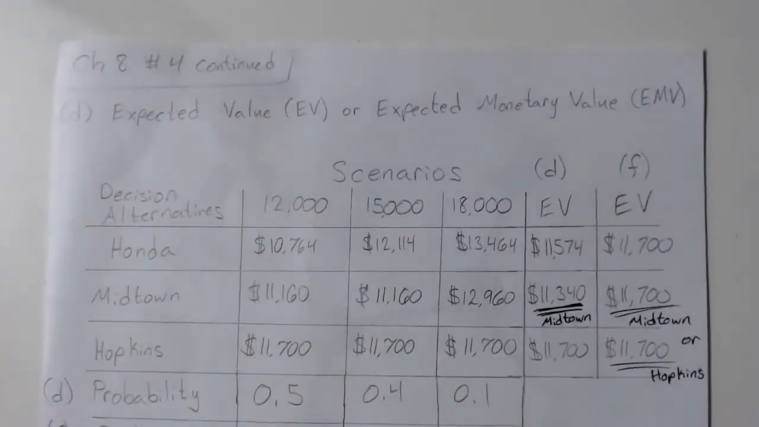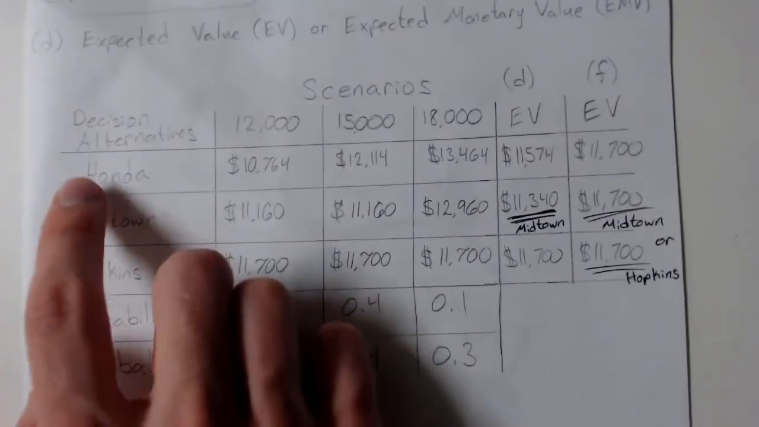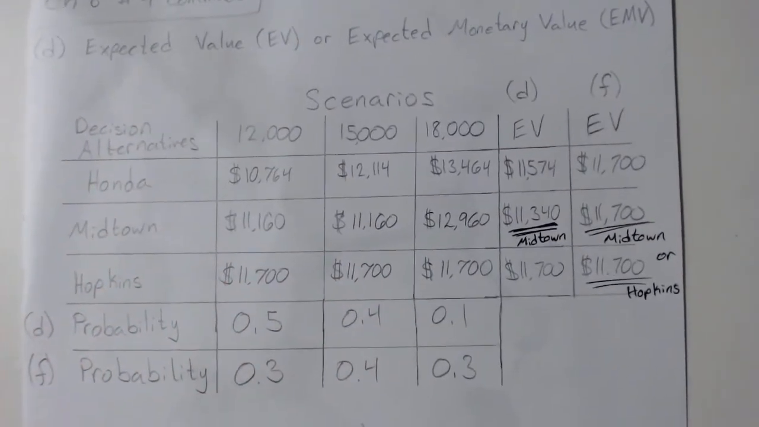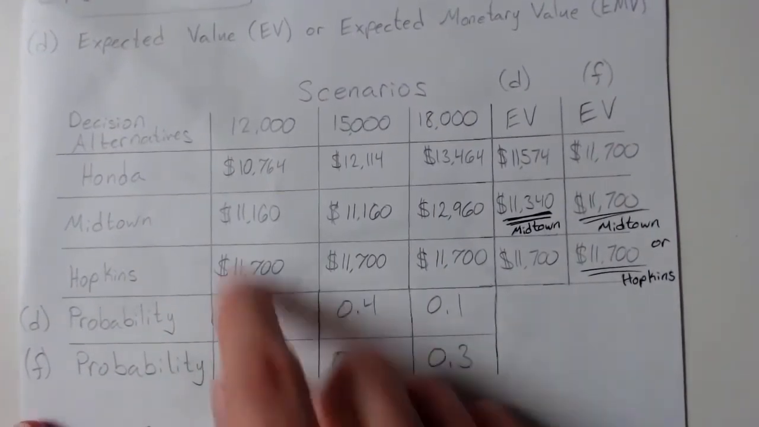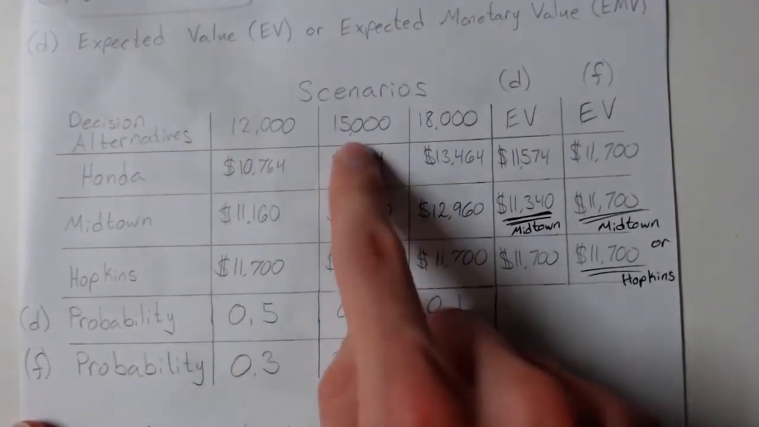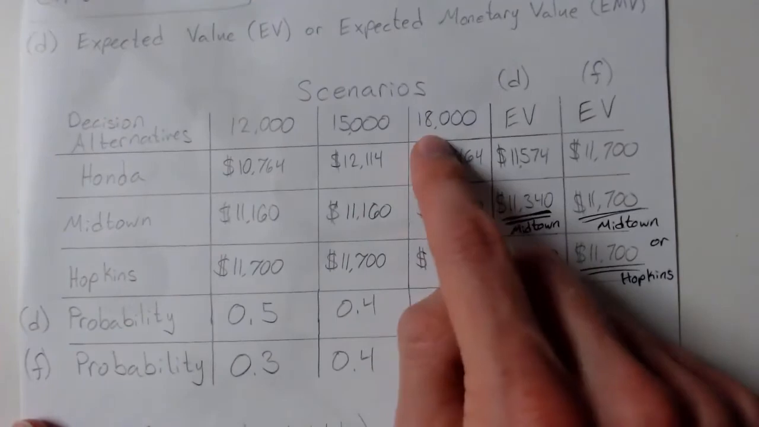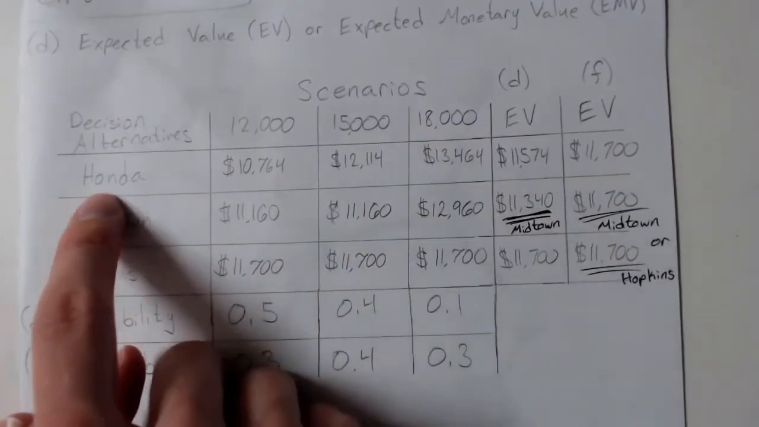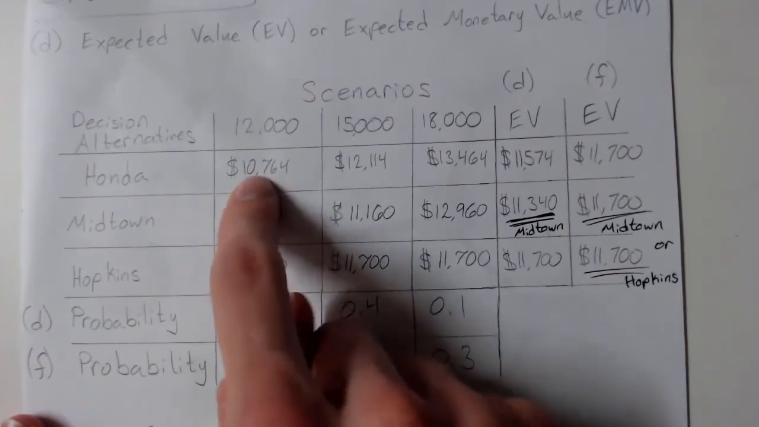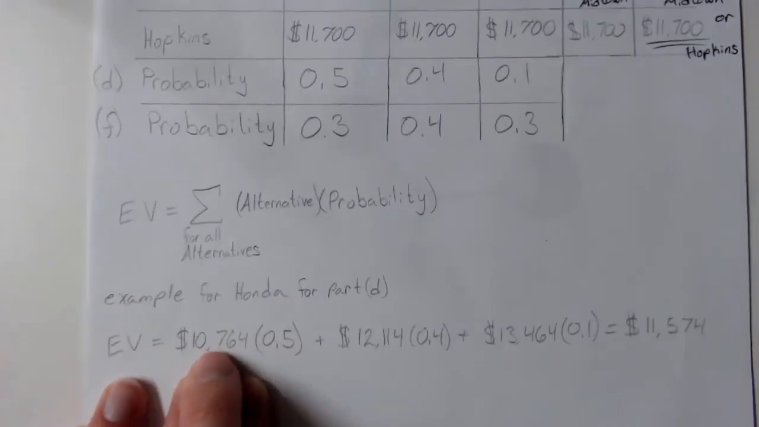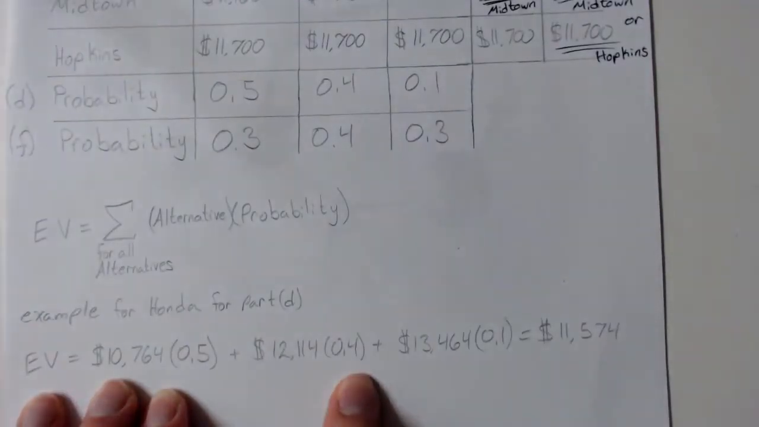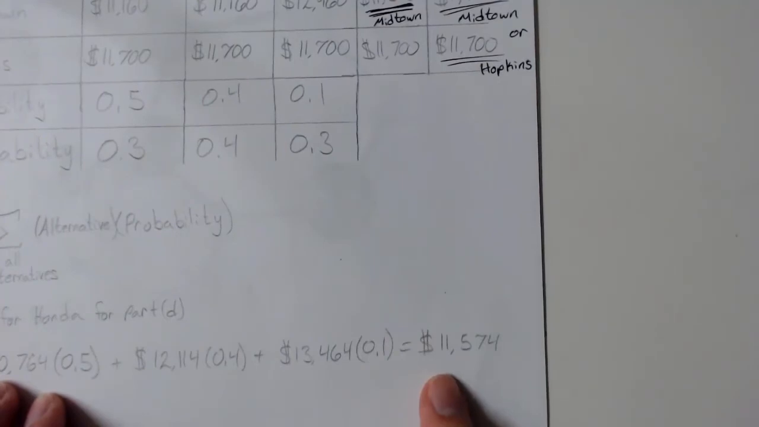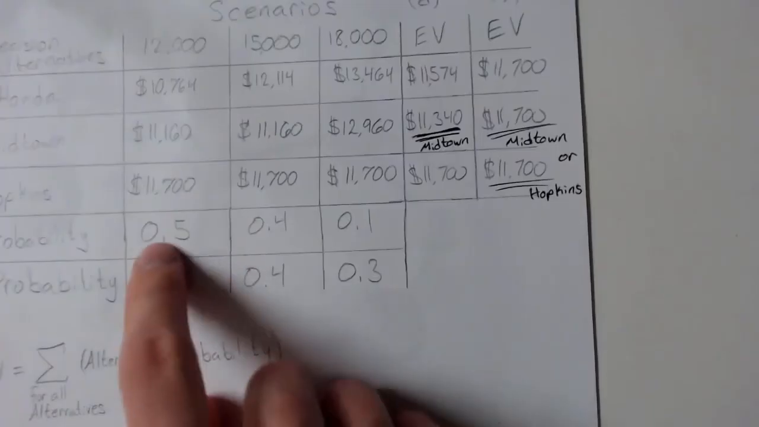Part D, we're looking at expected value again. I rewrote the payoff table. Expected value takes probability into account. Amy thinks there's a 50% chance that she'll drive 12,000 miles, 40% chance that she'll drive 15,000 miles, 10% chance that she'll drive 18,000 miles. So if she purchased a Honda, there's a 50% chance that she would pay this amount. So I wrote 50% times that amount. 40% chance that she would pay this amount, and a 10% chance that she would pay this amount. This is the value that she could expect to pay if she were to choose a Honda with these probabilities.